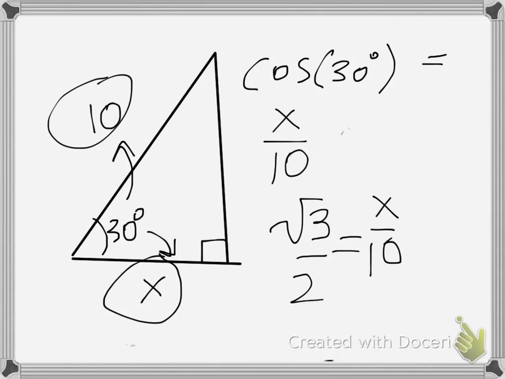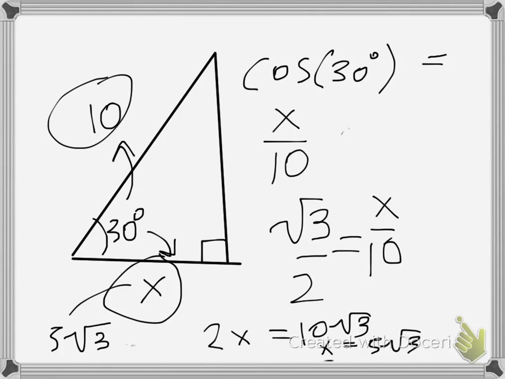So we get, if we cross multiply, 2x equals 10 square roots of 3, or x equals 5 square roots of 3. So x equals 5 square roots of 3 units. So that's an example of solving a right triangle using cosine.